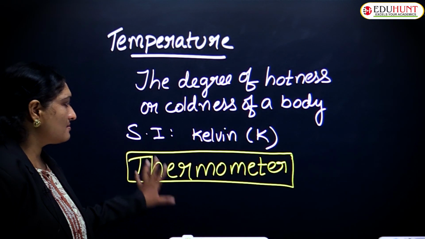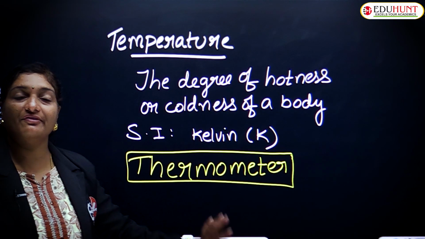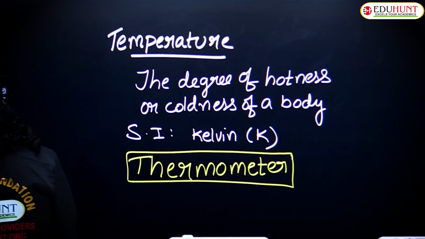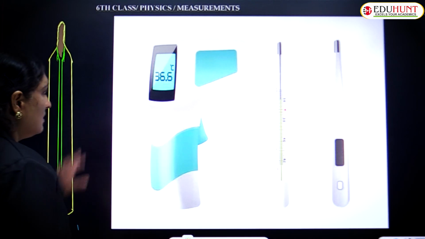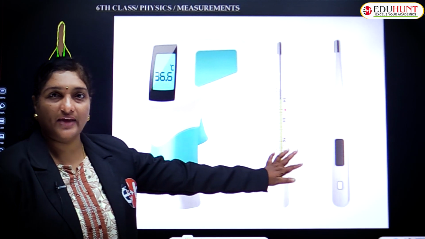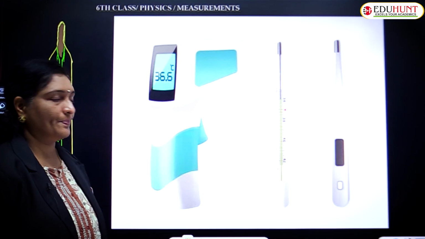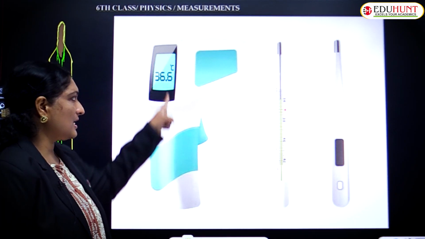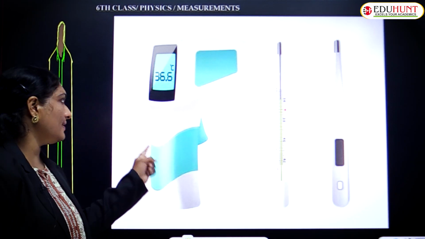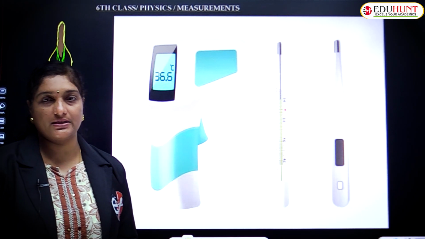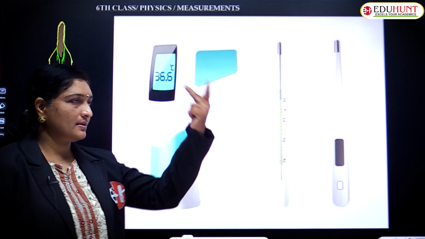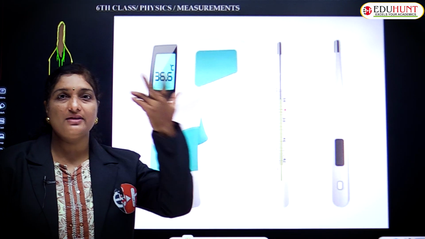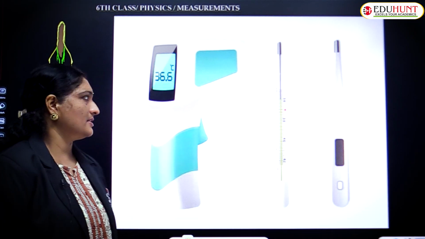Now let us have a look at different types of thermometer. You can observe different types of thermometer shown in this picture. During the COVID time, you would have observed this type of thermometer. This is generally called a radiation thermometer. It is kept on our forehead, and without touching the body, the temperature of the body is calculated.